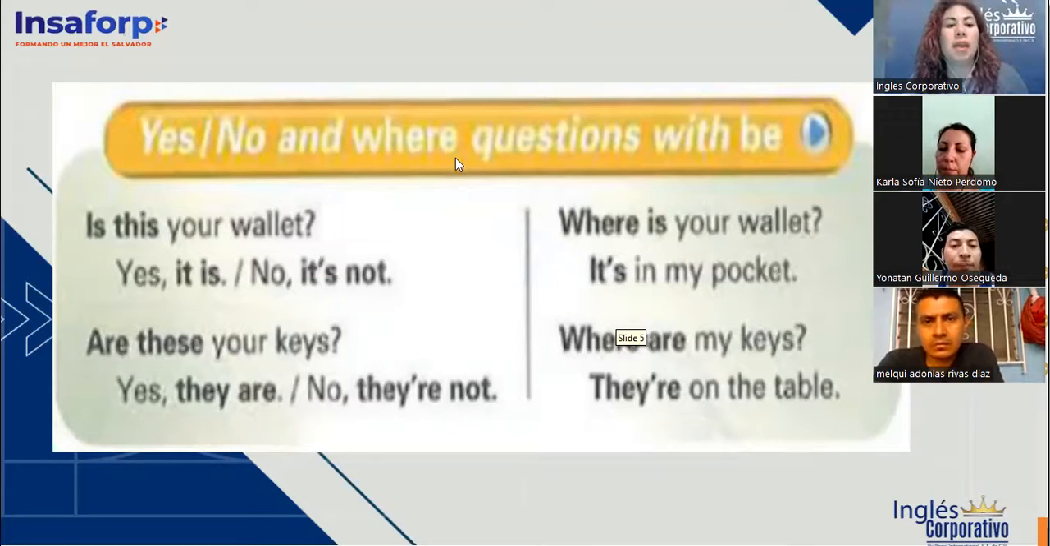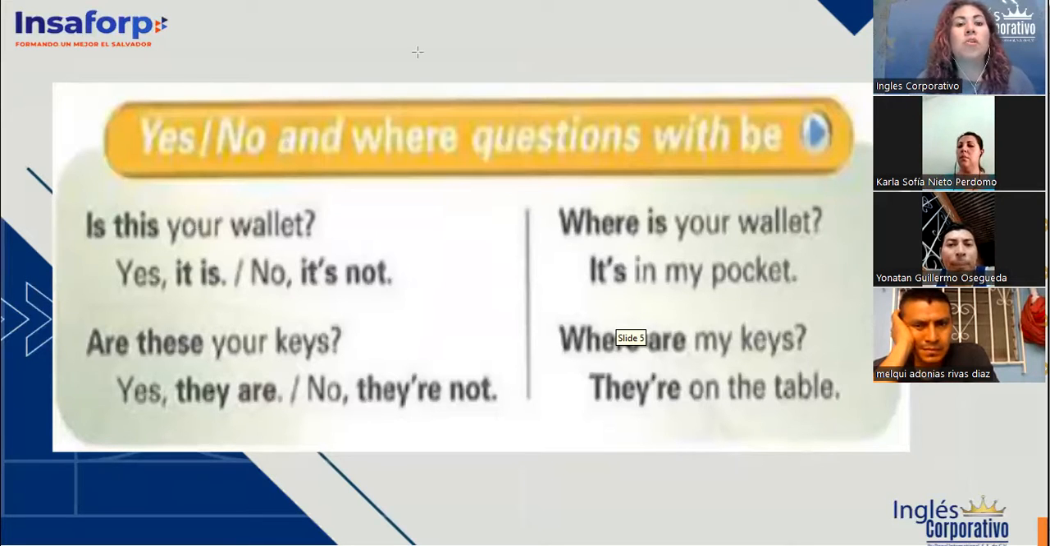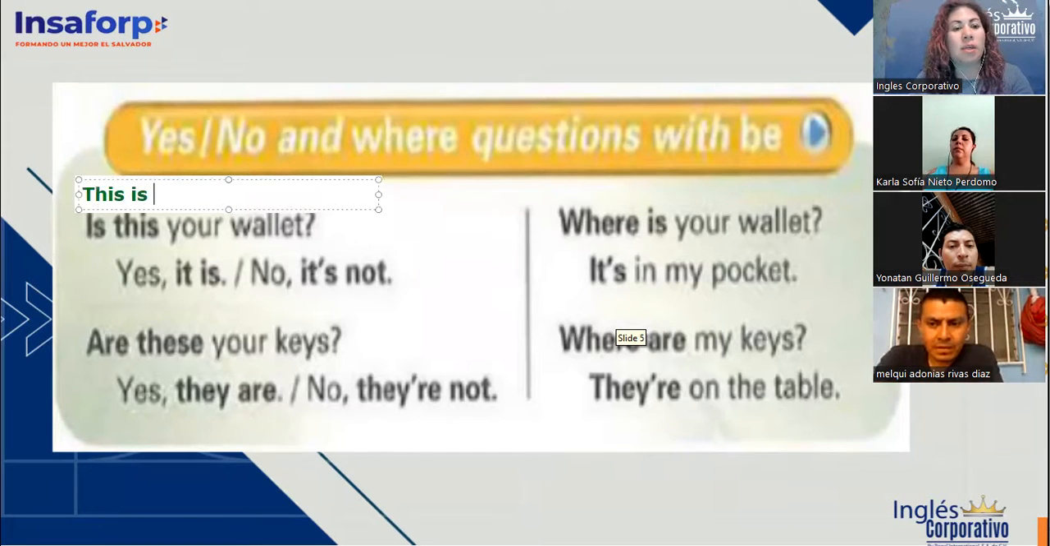So we have here the yes or no questions with the verb to be, and the question word where. When we are asking with the verb to be, we always make an inversion. So normally we say, this is your wallet.